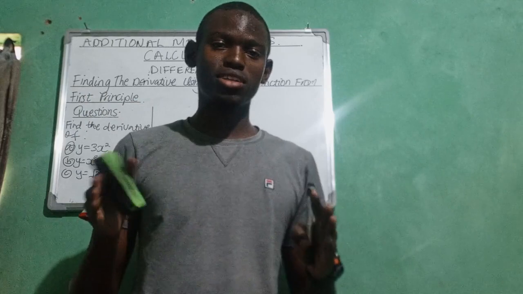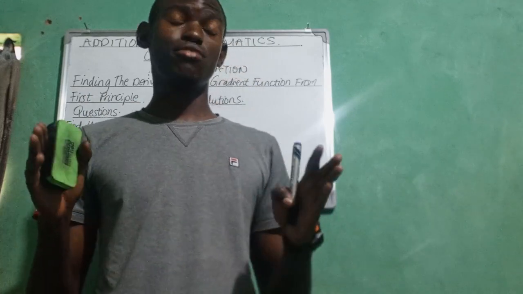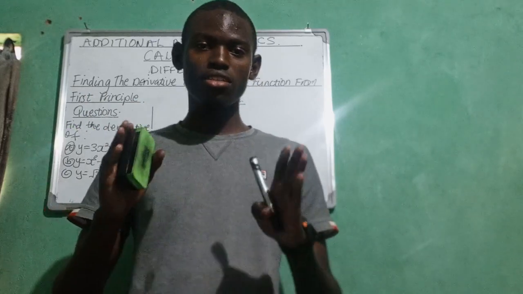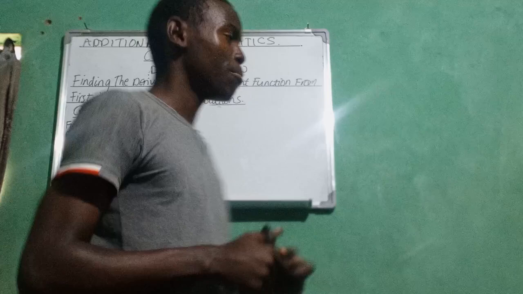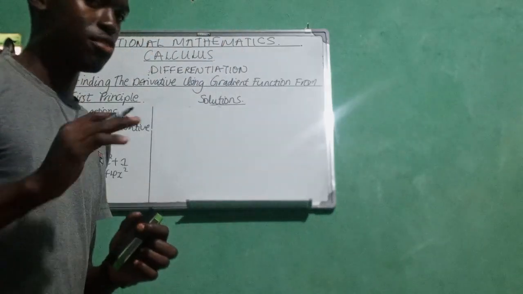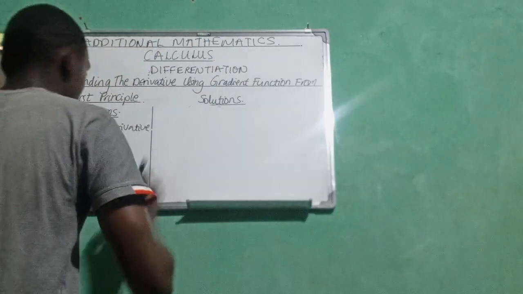This is Additional Mathematics Calculus. We have now started differentiation. We are finding the gradient function from first principles. This is for question B.